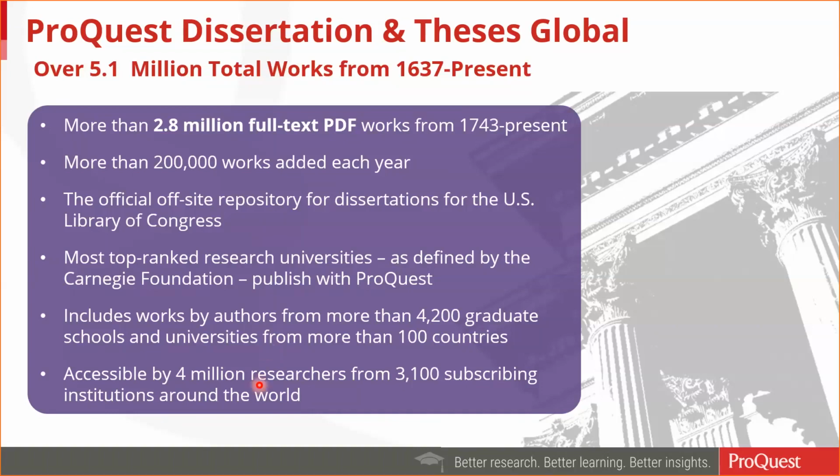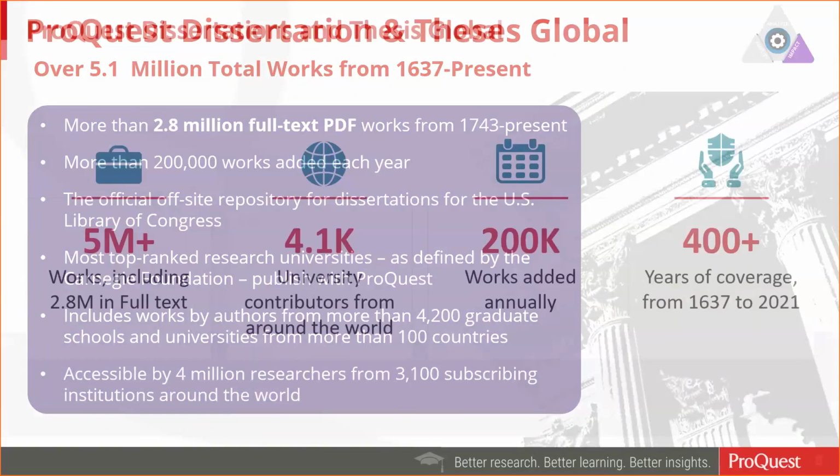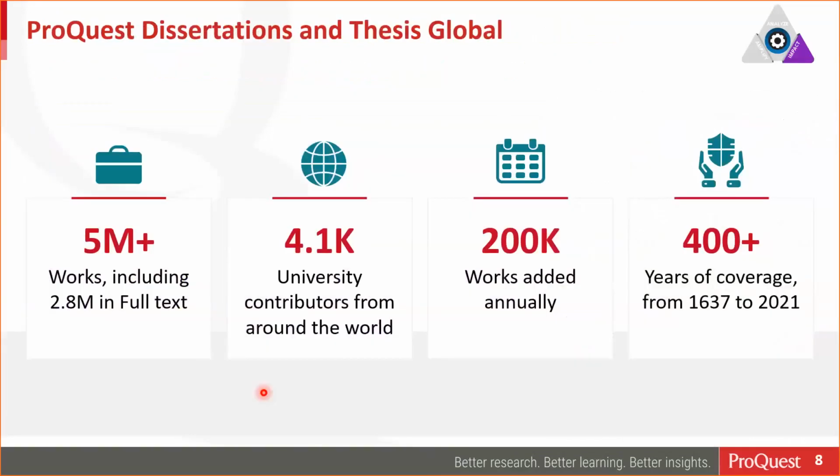And it's accessible by 4 million researchers around the world. So you can imagine that if your research is part of this content, it will be accessible by 4 million researchers across the world. Okay, this is just a summary of what I talked about earlier. So you have access to 5.1 million content with 2.8 million in full text, and content is being added.